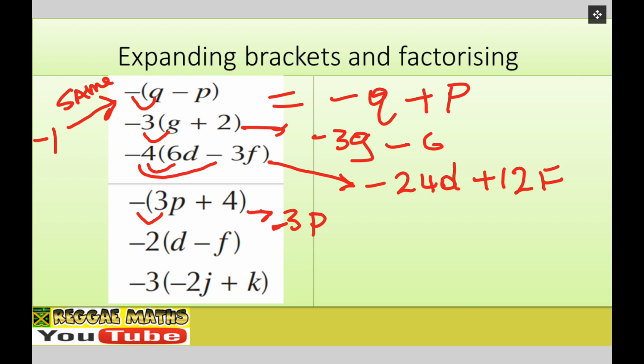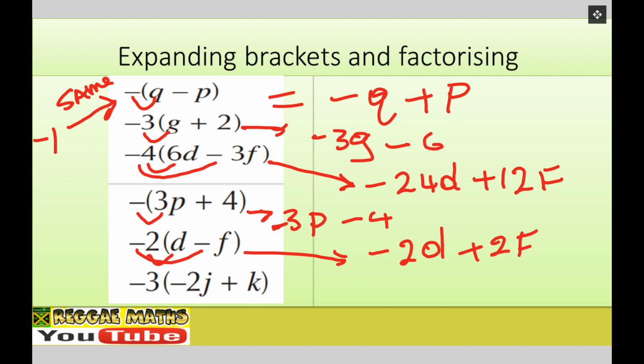-1 times 4 is -4. -2 times d is -2d. -2 times -f is +2f. -3 times -2 is 6j. -3 times k is -3k.